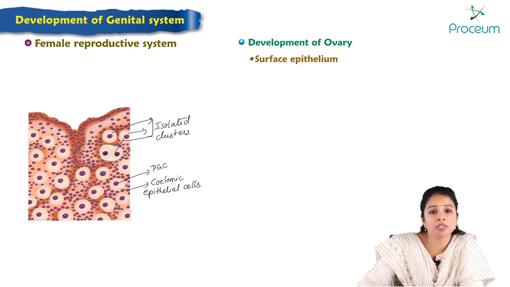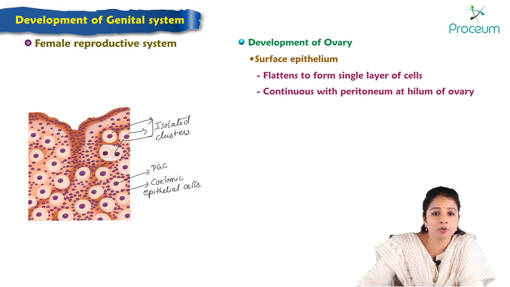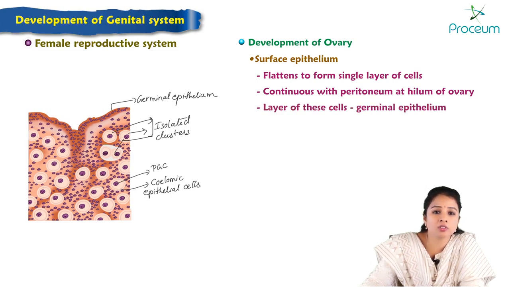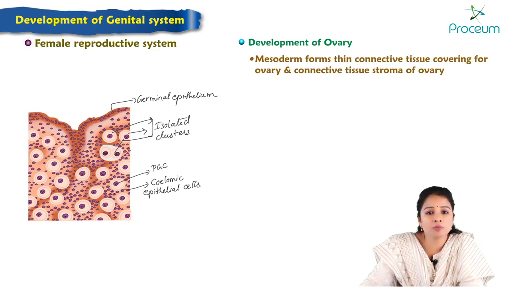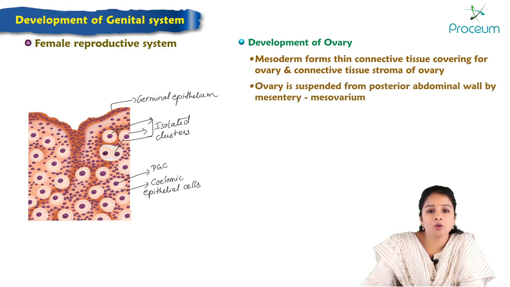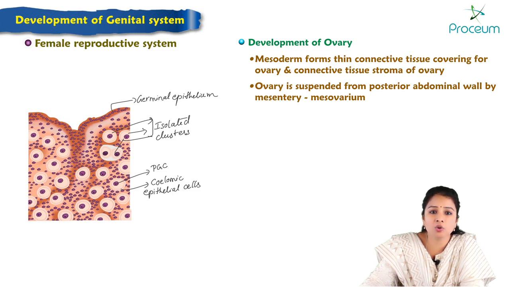So the surface epithelium of the ovary flattens to form a single layer of cells that is continuous with the peritoneum at the hilum of the ovary. So the layer of these cells is called germinal epithelium. Though it does not form the germ cells anymore, the mesoderm forms a thin connective tissue covering the ovary and the connective tissue stroma of the ovary. And the ovary is suspended from the posterior abdominal wall by a mesentery which is called mesovarium.